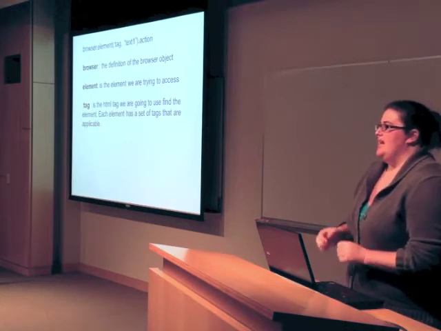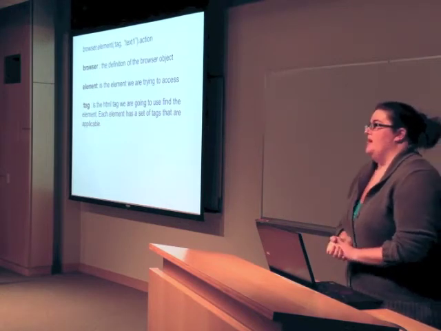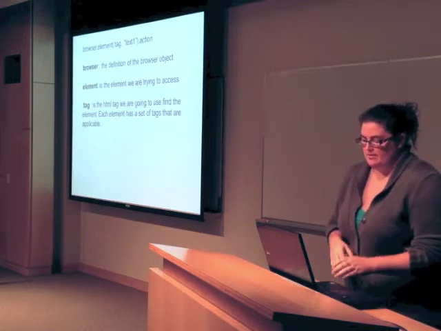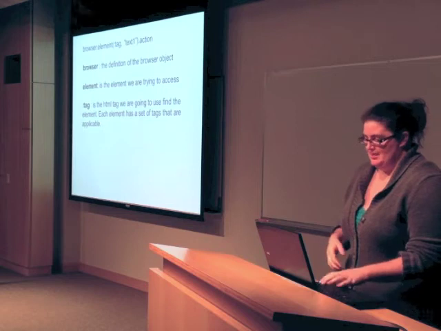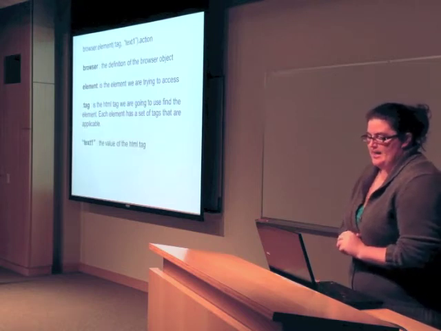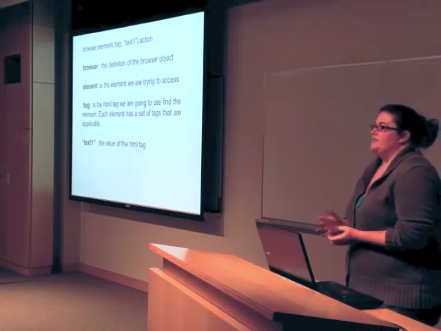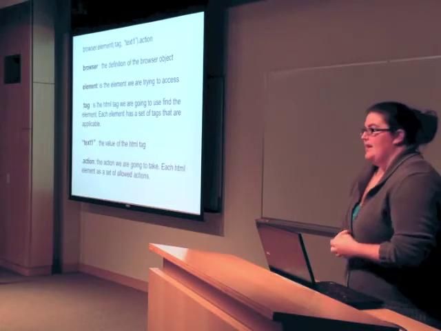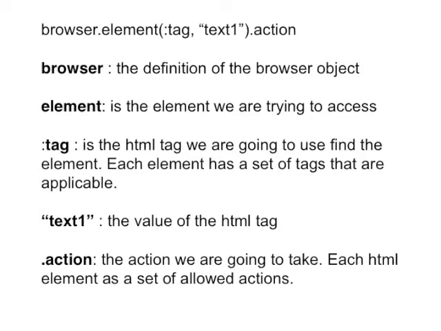Tag is the HTML tag that we're going to use to find the element. So each element has a set of tags that are applicable. I'm going to go into more detail. And then you give it a value. So this is the value of the tag that you want to find. And then you give it an action. Each element has a set of actions that are allowed.